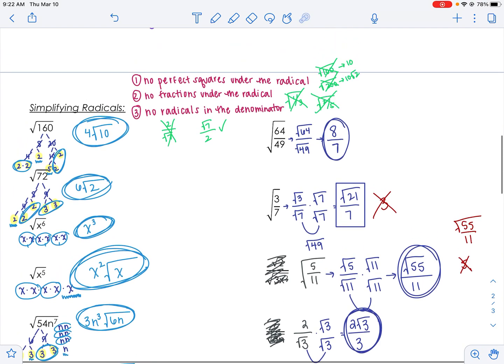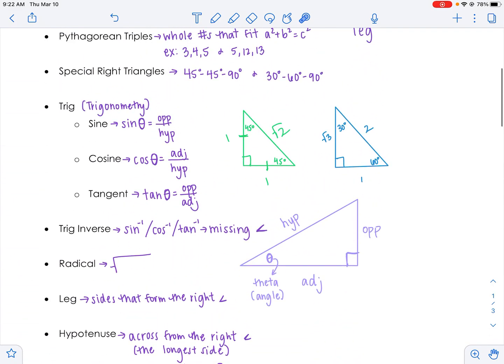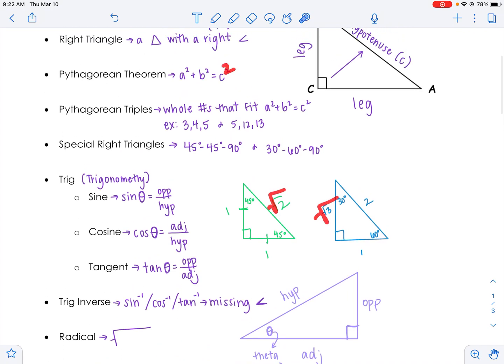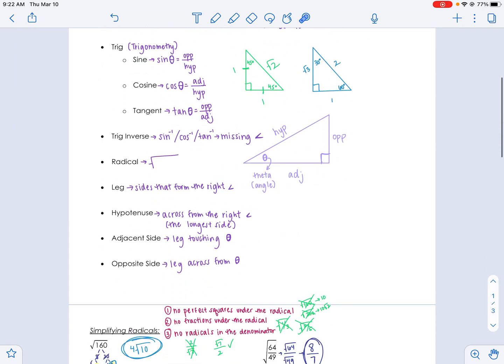So hopefully you were able to take some takeaways from simplifying radicals. This is a really big skill as we look at special right triangles with those radicals, and we look at Pythagorean theorem with those squares and those square roots. And that's a big part of Unit 5: can you simplify radicals, and can you know what these words mean?